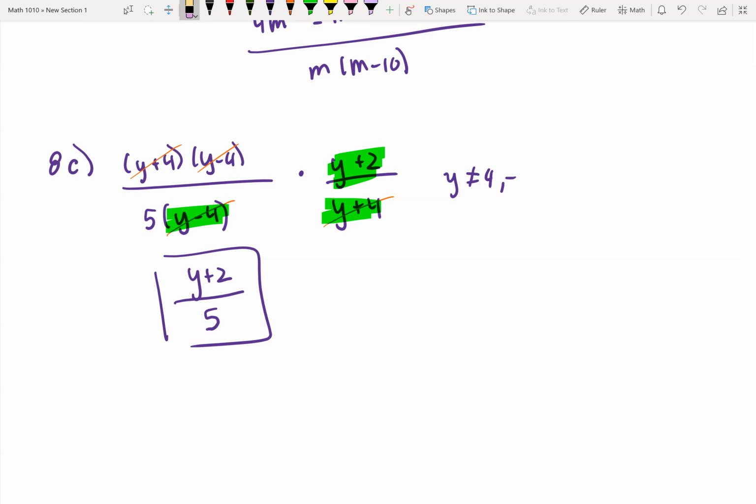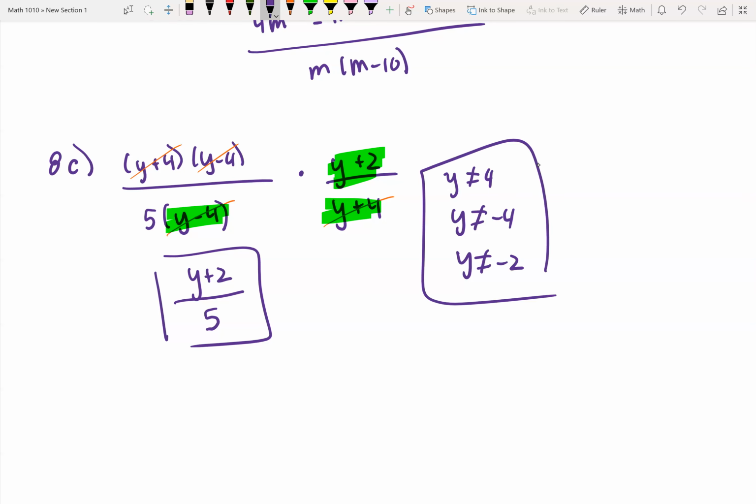Weber State is telling us we can't write it like that anymore. So we're saying y can't be a negative 4, and then y can't be a negative 2, and we're going to write it in separate statements.